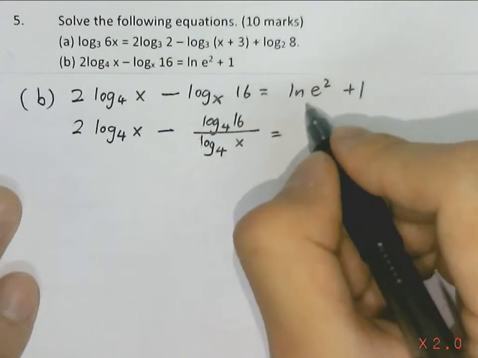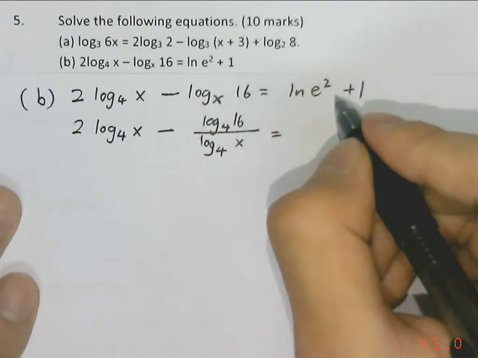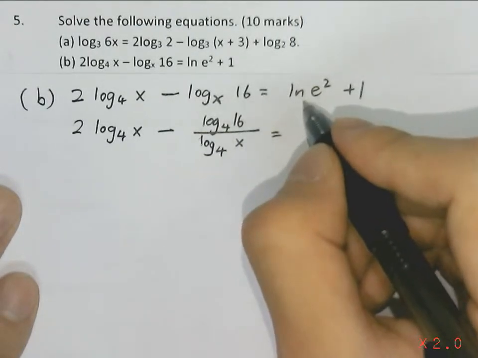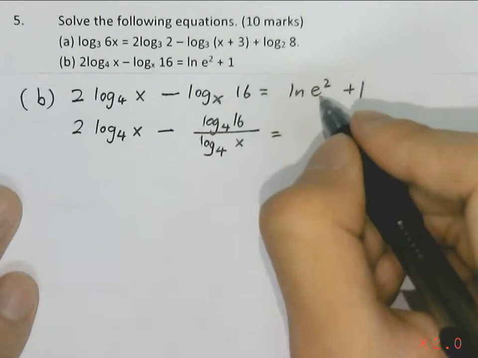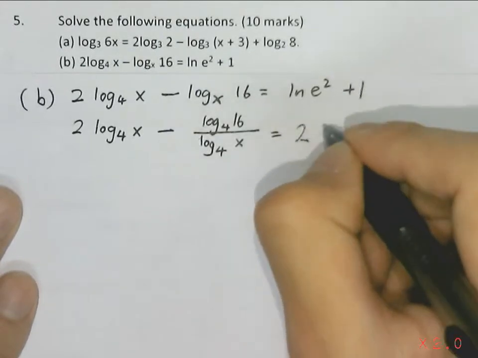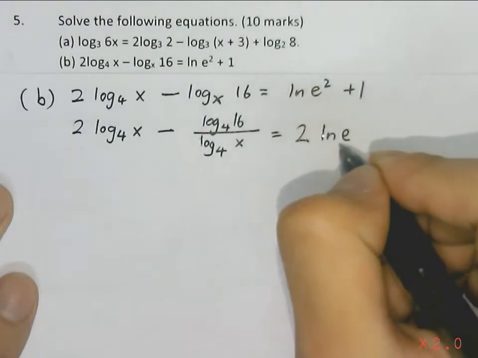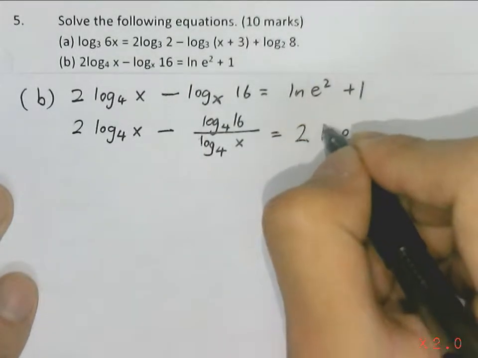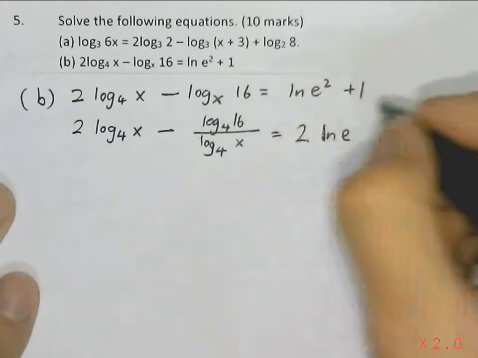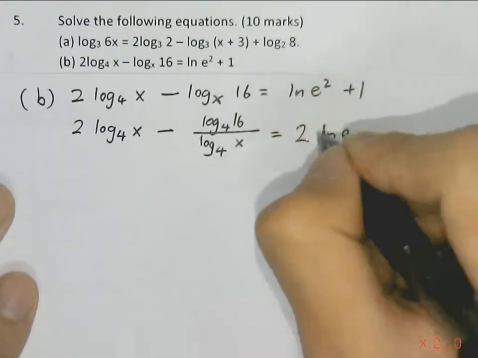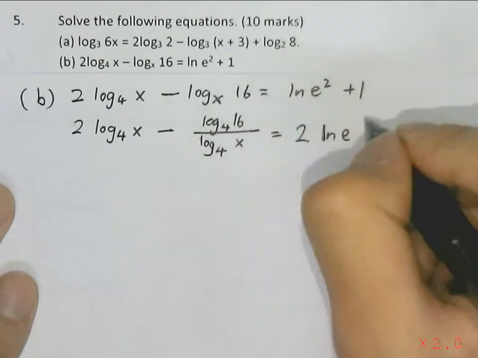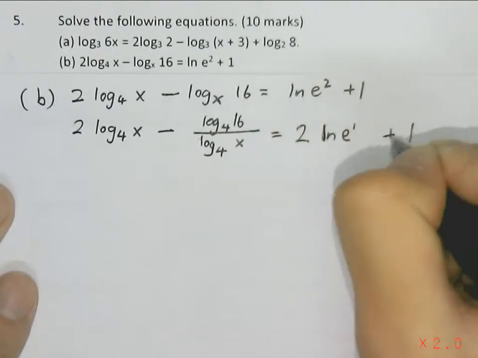Now this term here, ln e square. ln is actually the anti-function for exponent. So we can bring down the power first, 2 ln e. Right, and this will cancel out each other, so it will give us a value of just 1. Because base e power 2 brings down, this will be 1. We have plus 1 at the back.